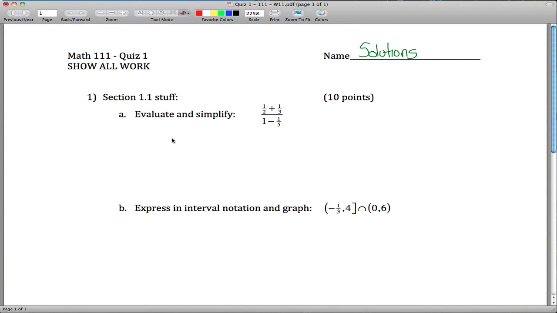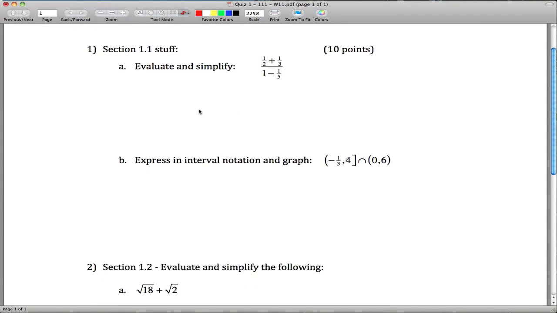Quiz 1 solutions for Math 111. Let's see the first problem in part A. We're just asked to evaluate and simplify this mess right here. Kind of like a fraction over a fraction, but not quite.